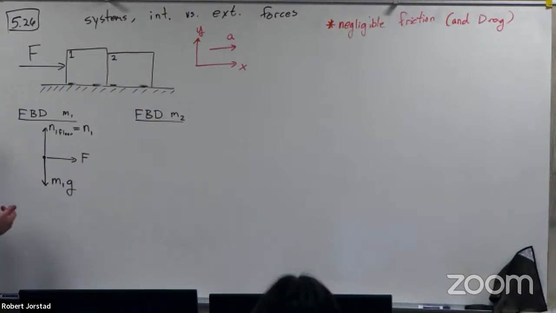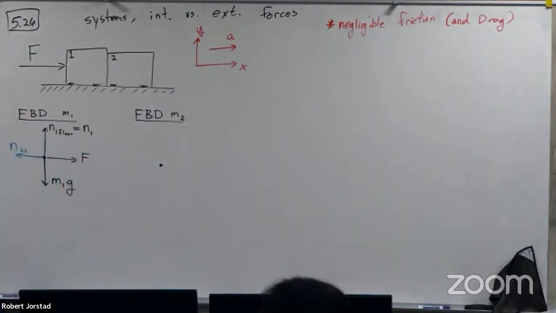Yeah, there's a normal force to the left caused by what? 2 on 1. Now I'm going to say N21. Okay. I'm singling this one out for reasons that will become obvious in a second. Let's look at the free body diagram for number 2.